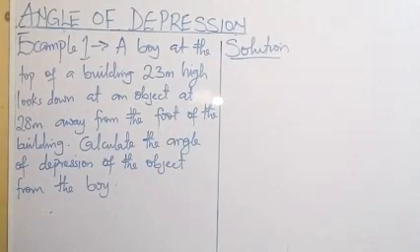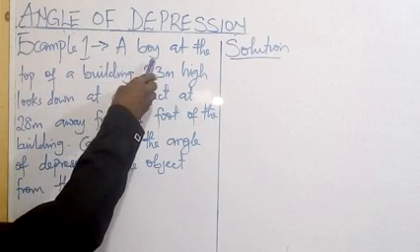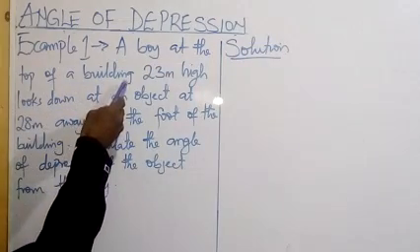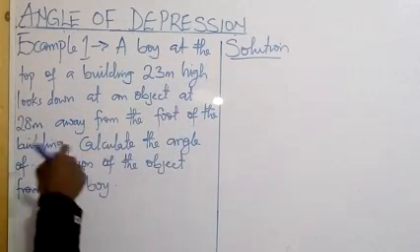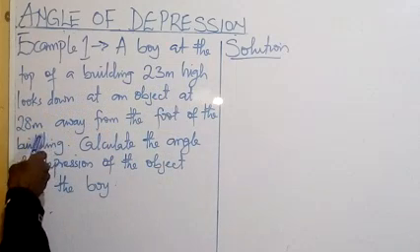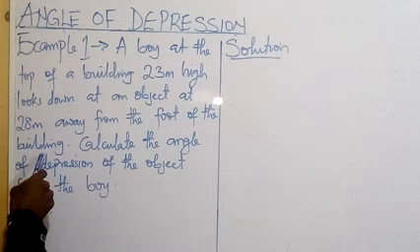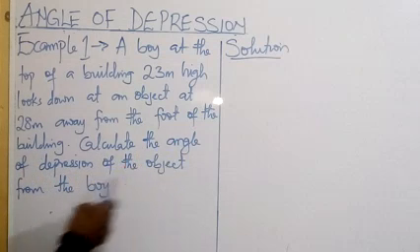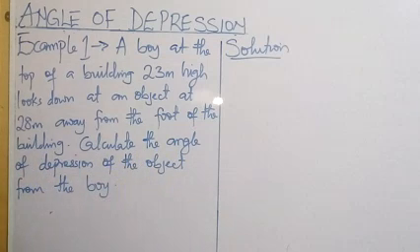Now, let's look at this first example. All right. The application of angle of depression. Example 1. A boy at the top of a building, 23 meter high, looks down at an object at 28 meter away from the foot of the building. Calculate the angle of depression of the object from the boy.